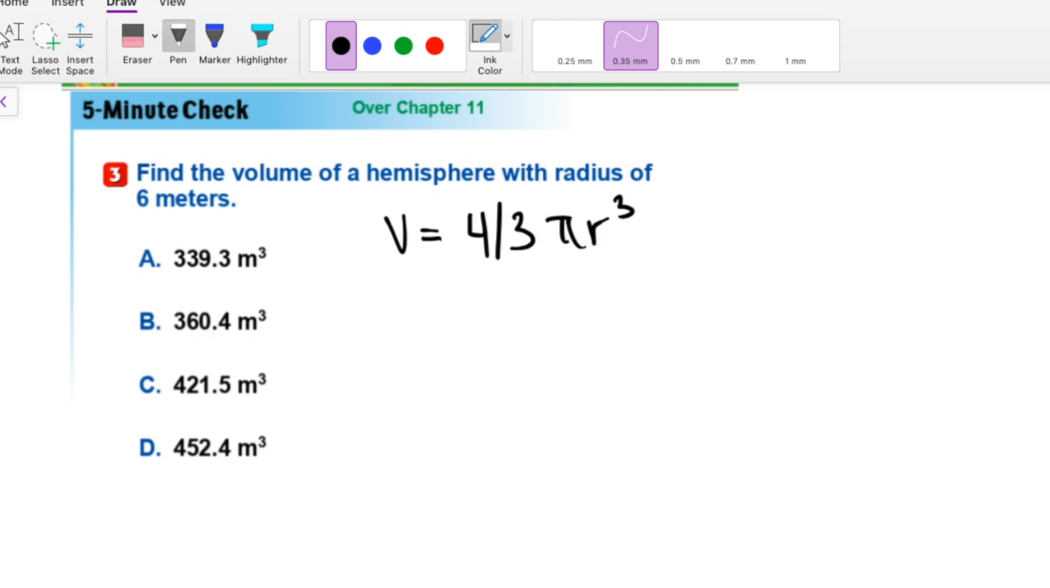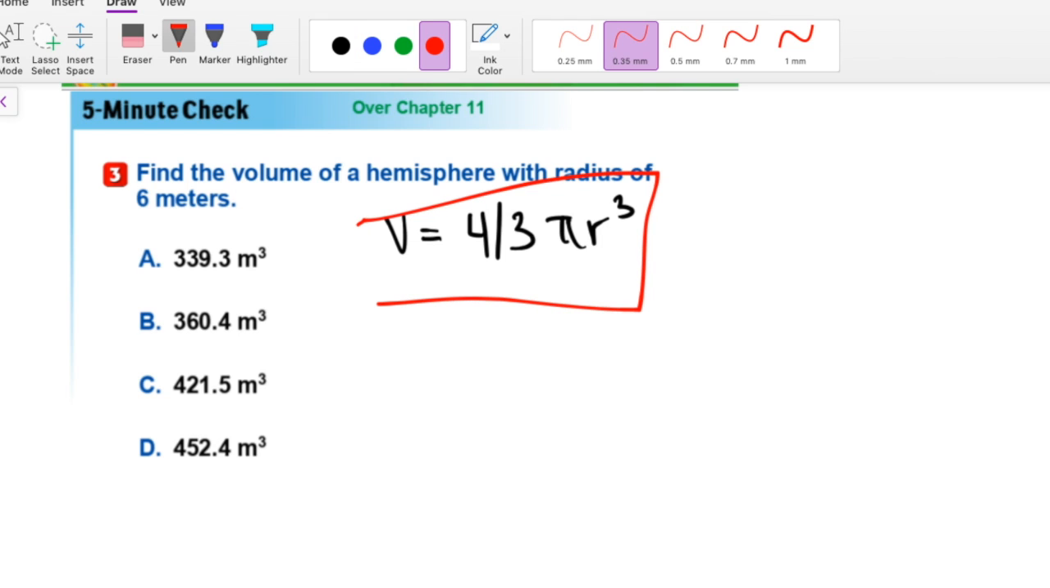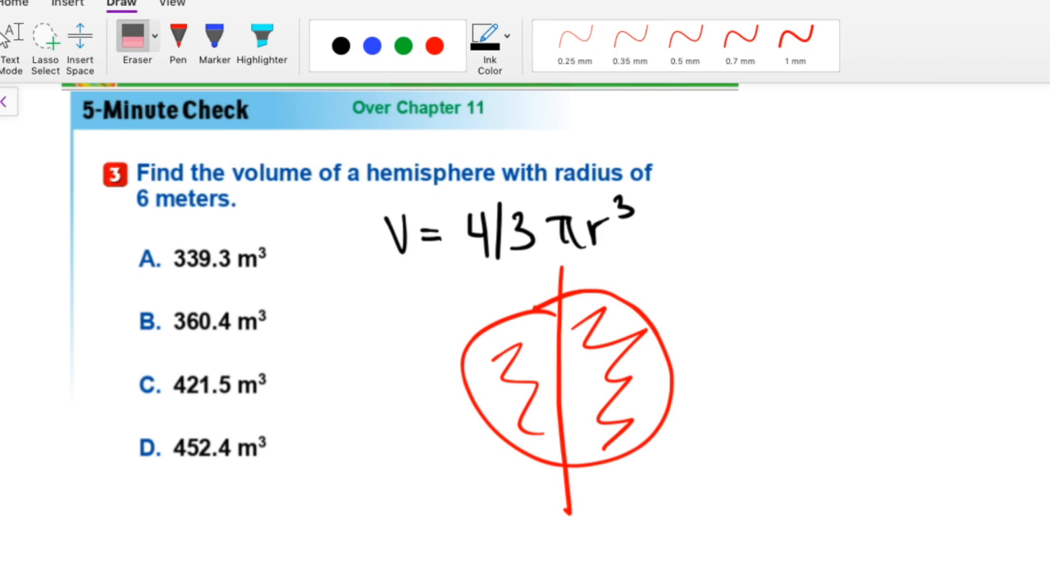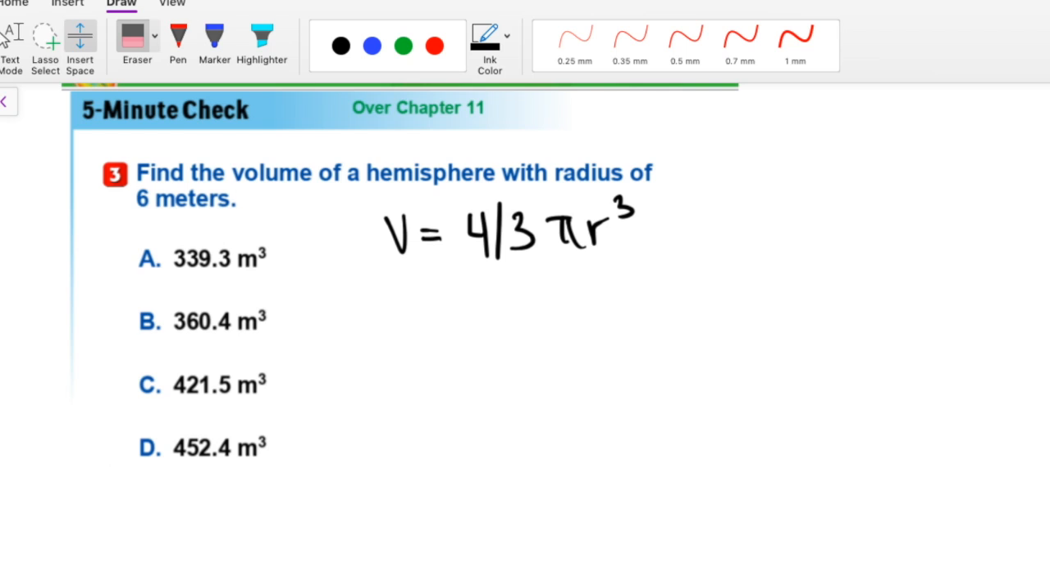Alright, so find the volume of a hemisphere with a radius of 6 meters. Right here I already wrote the formula for the volume of a sphere. Knowing that, what is a hemisphere? A hemisphere simply means half of a sphere, so that would just be this side or this side. What does that mean? It means that for this formula, we're just going to take half of it, and that is exactly what our formula is going to be.